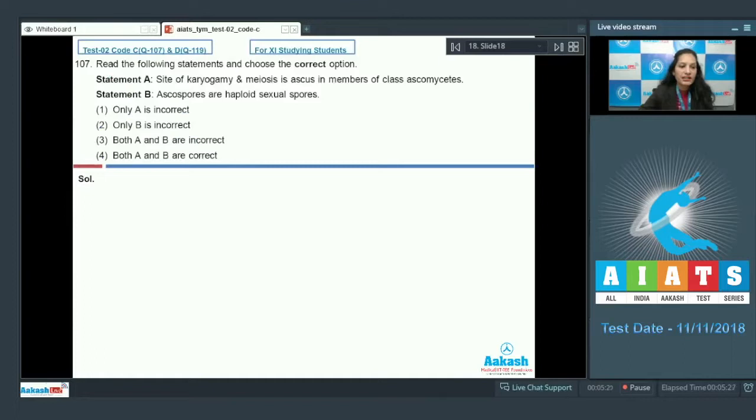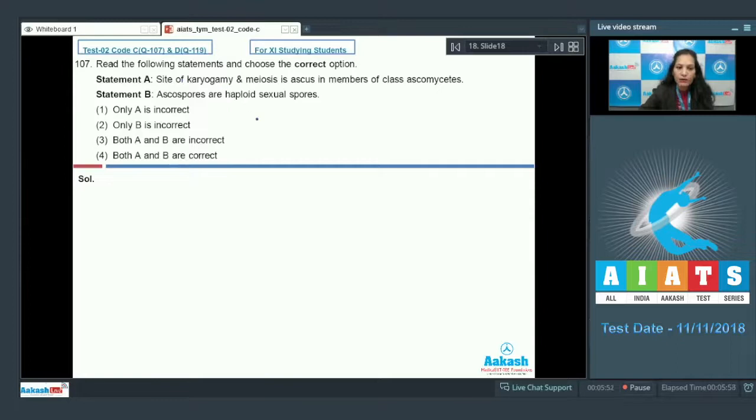Question number 107. Read the following statements and choose the correct option. Statement A. Site of karyogamy and meiosis is ascus in members of class ascomycetes. Statement B. Ascospores are haploid sexual spores. First option, only A is incorrect. Second, only B is incorrect. Third, both A and B are incorrect. Fourth, both A and B are correct.